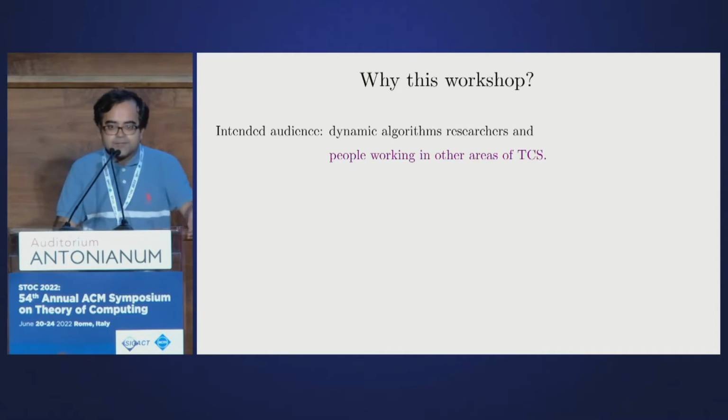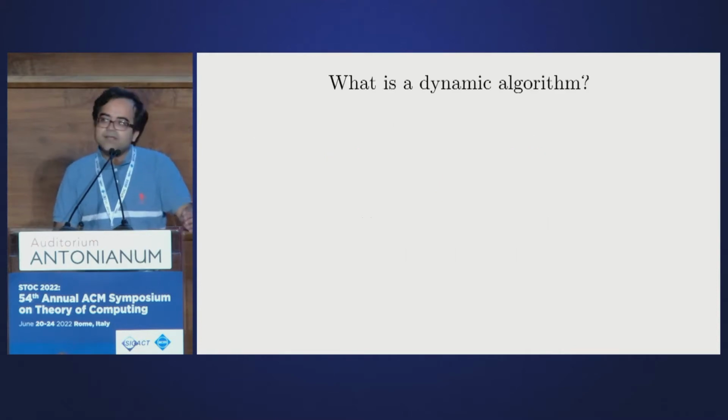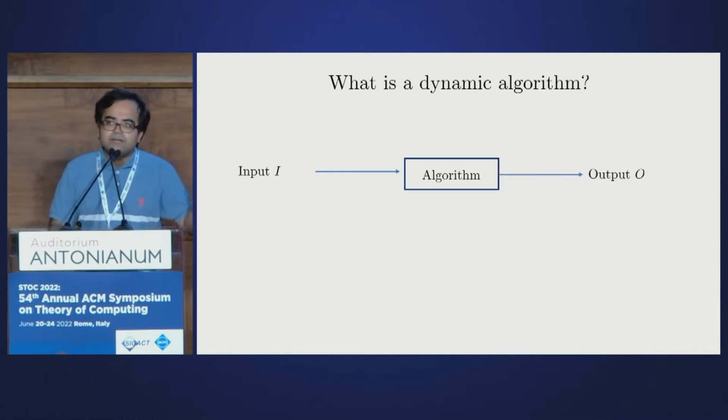Now for the latter group of people who are not necessarily familiar with dynamic algorithms, let me try to answer two obvious questions. One, what is a dynamic algorithm? And two, why should you care about it, even if you are not familiar with it? So to answer the first question, you can think of a dynamic algorithm as follows. Pick your favorite computational problem and take any algorithm for it. And suppose on a given input I, it comes up with an output O.